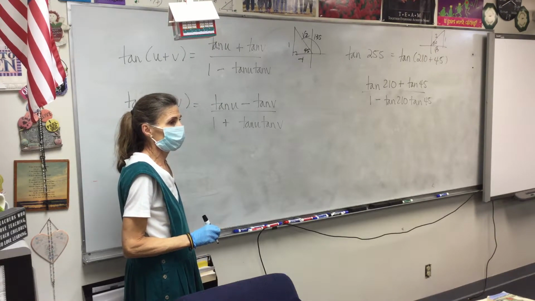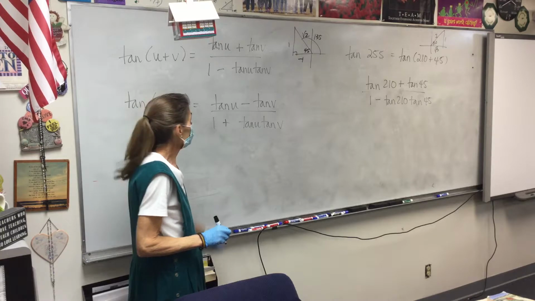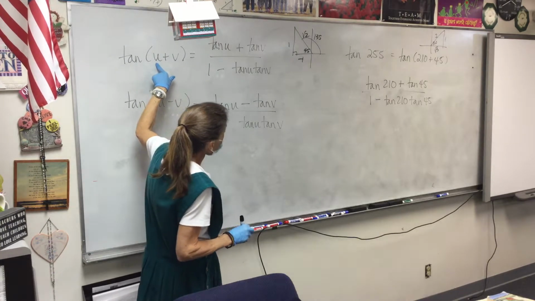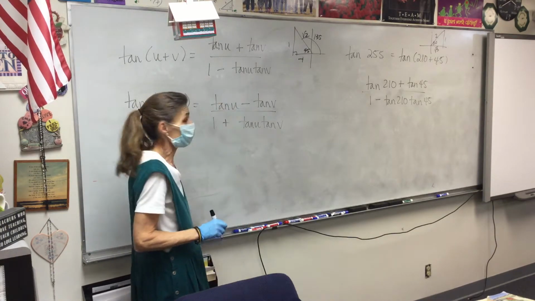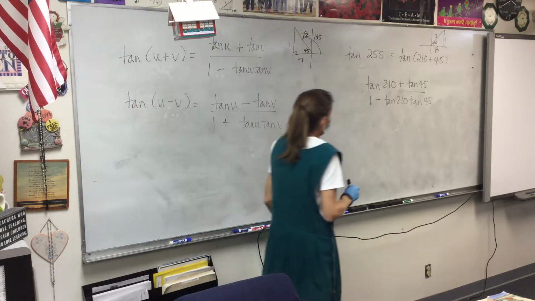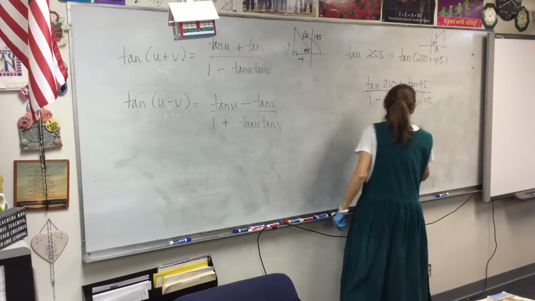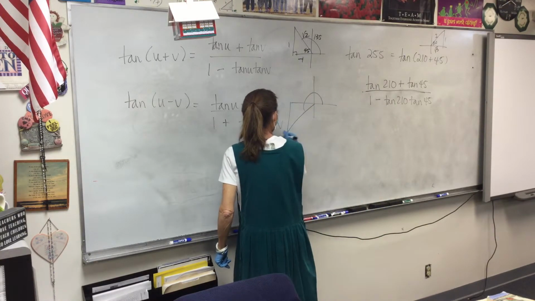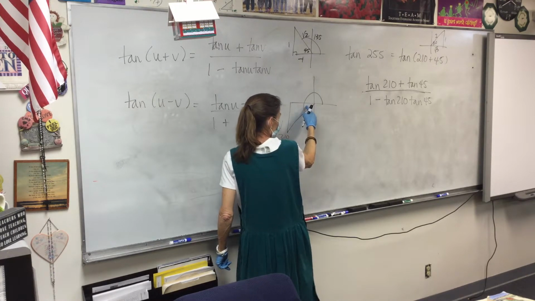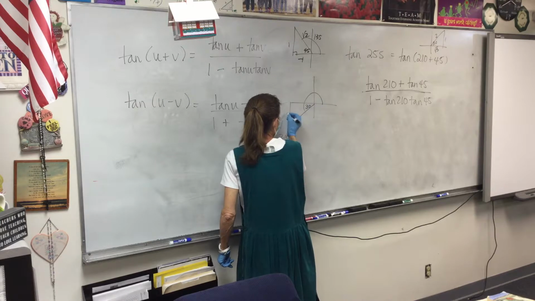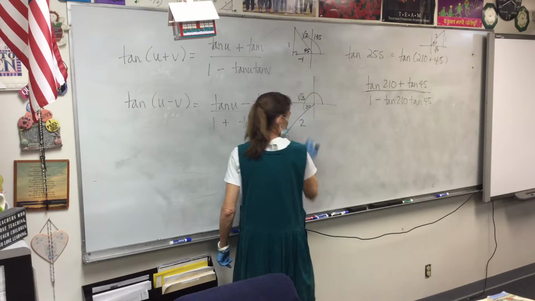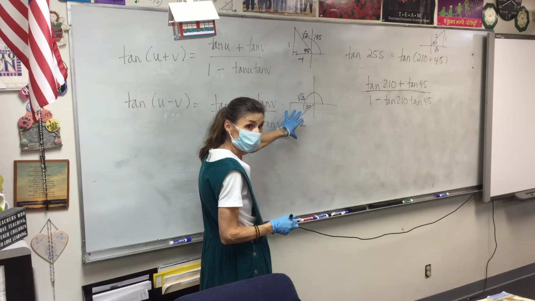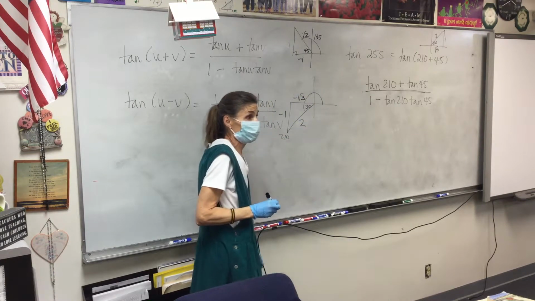Jayon, why are you shaking your head no? Formula. My U is 210, my V is 45. Just plug it right into that formula. Now, 210. Tell me about 210. What's the reference angle for 210? 30. So this is 1, this is root 3, and this is 2. However, I'm in quadrant 3, so this and this are both negative.